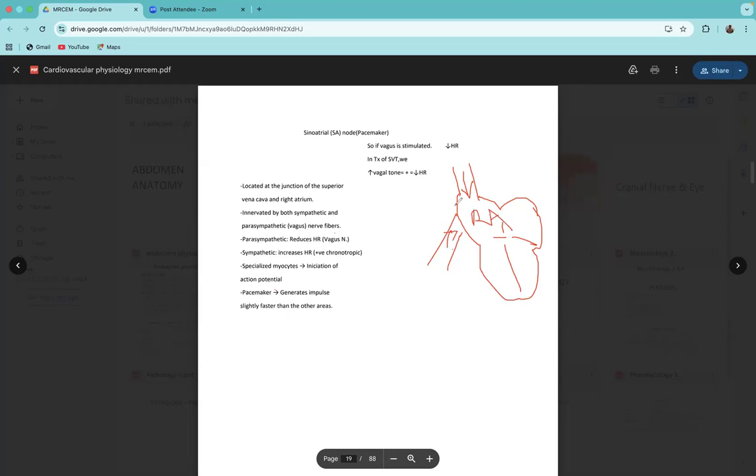So it is the sinoatrial node or SA node that is present in the junction of the superior vena cava and the right atrium. This is the location of the sinoatrial node. This is innervated by both sympathetic and parasympathetic fibers. We have already studied the effects of sympathetic and parasympathetic activity on the SA node of the heart, which is innervated by both sympathetic and parasympathetic or vagus nerve fibers.